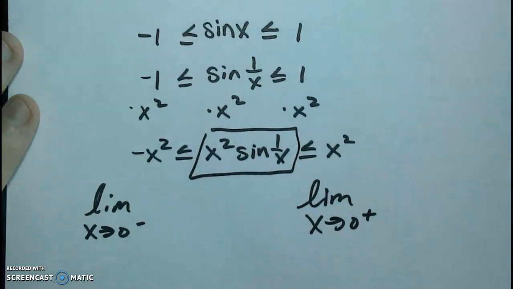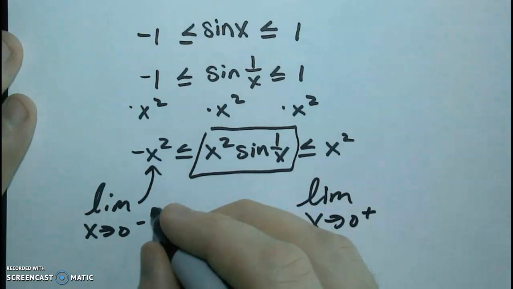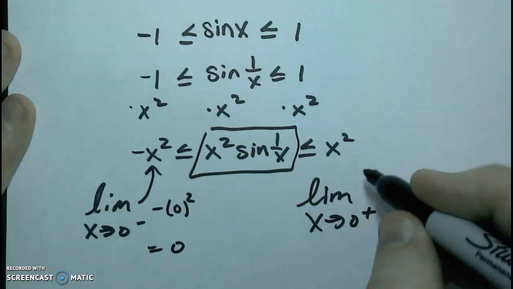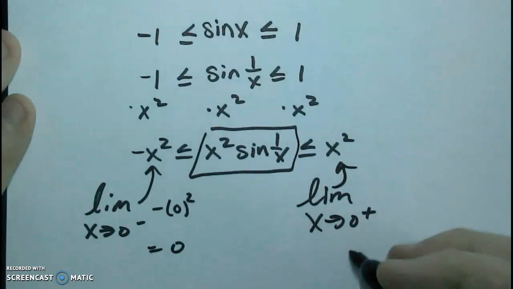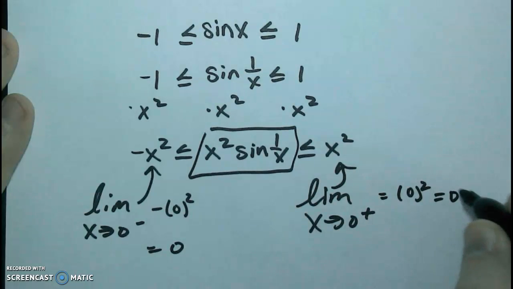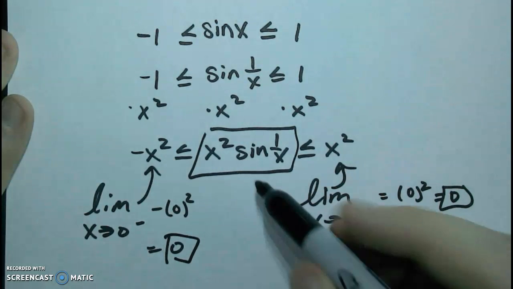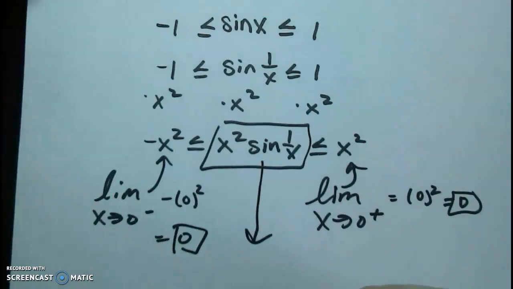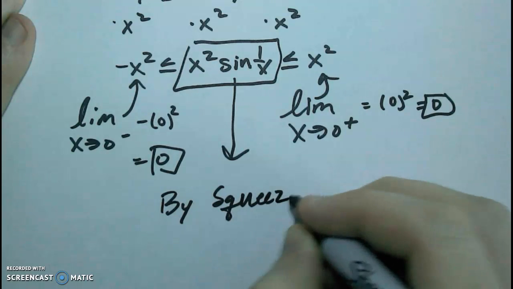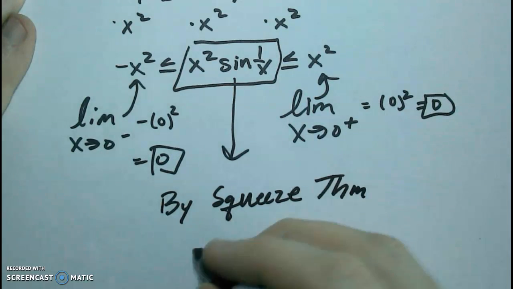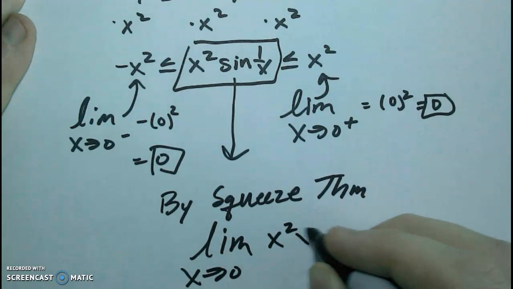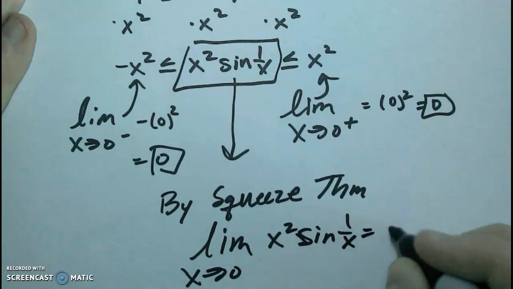If I look to the left, which would be this one, I get -0 squared, which is 0. If I look to the right, which is this one, I get 0 squared, which is 0. And because this function is squeezed between those, by squeeze theorem, the limit at 0 of the in-between function is also 0.